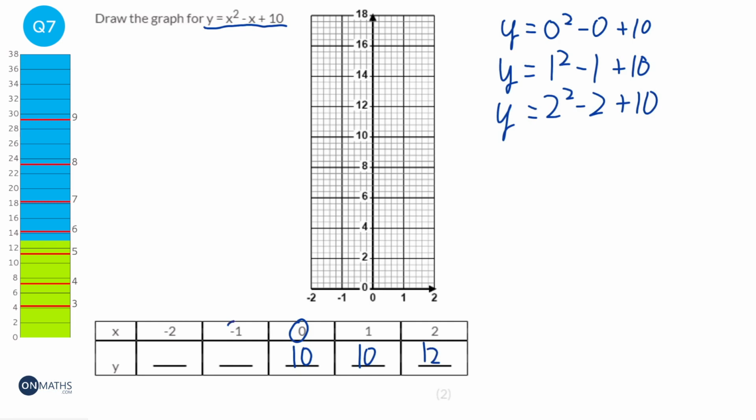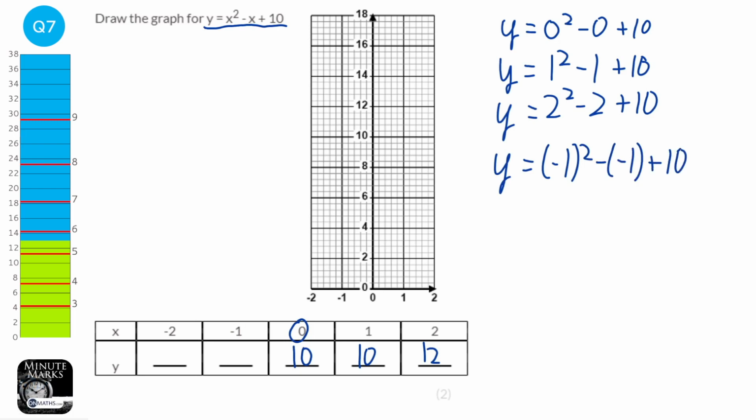Now we're going to do the negative. So we're going to look at minus 1. So it's y equals minus 1 squared, and it's going to be minus minus 1 plus 10. So a little bit more complicated here. Minus 1 squared is just 1. Now here you have two negatives together. When you have two negatives together, it makes a plus. So we've got 1 plus 1 plus 10, which is going to be 12.